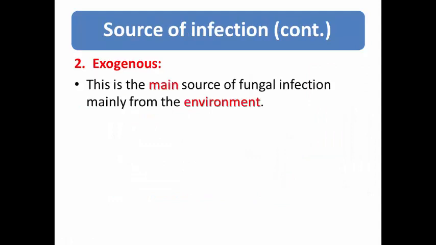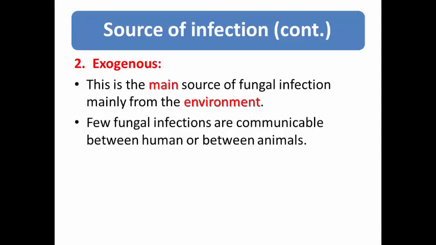This occurs in an immunocompromised patient. Exogenous. This is the main source of fungal infection, mainly from the environment. But take care for this. Few fungal infections are communicable between humans and or between animals. Transmission of infection from animal to human is uncommon. Not all the fungi, a very small number of fungi can be transmitted by this method.